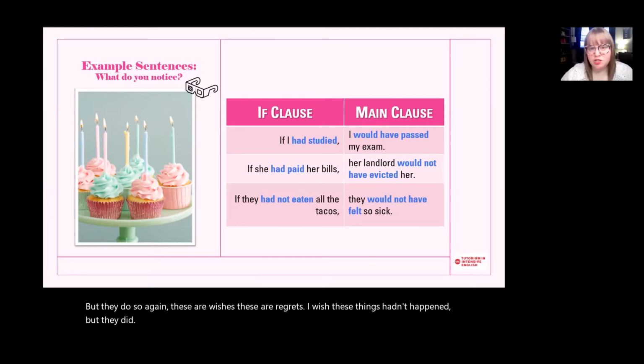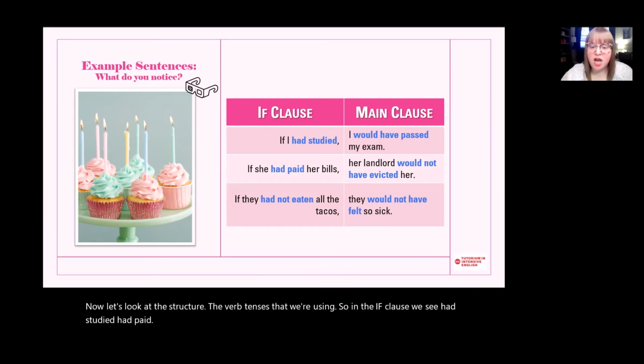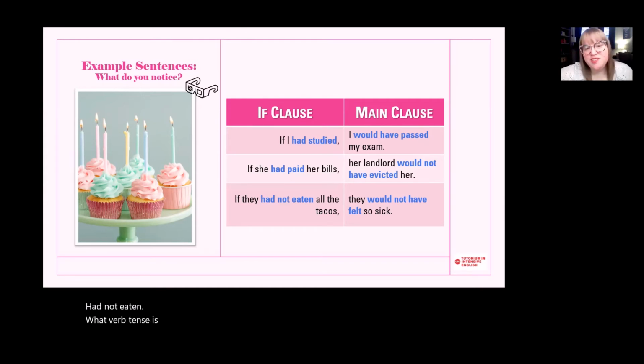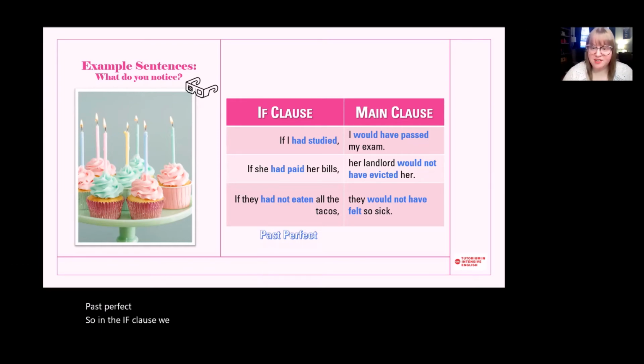Now let's look at the structure, the verb tenses that we're using. So in the if clause, we see had studied, had paid, had not eaten. What verb tense is that? We learned that a few videos ago. Had plus past participle is what we call past perfect. So in the if clause, we use past perfect.